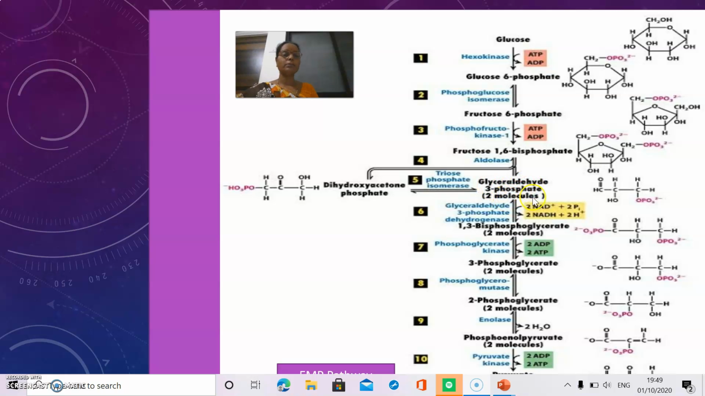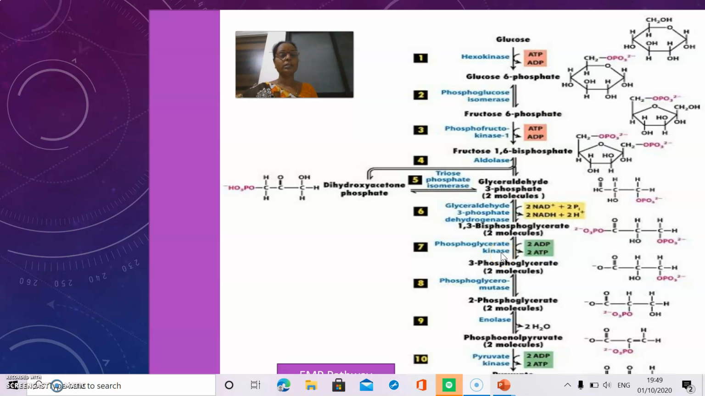Then glyceraldehyde 3-phosphate forms 1,3-bisphosphoglycerate. Enzyme involved: glyceraldehyde 3-phosphate dehydrogenase. The hydrogen released is taken by NAD, forming NADH2. 1,3-bisphosphoglycerate forms 3-phosphoglycerate, and 1 phosphate is given to ADP, and ADP forms ATP. Enzyme involved: phosphoglycerate kinase.